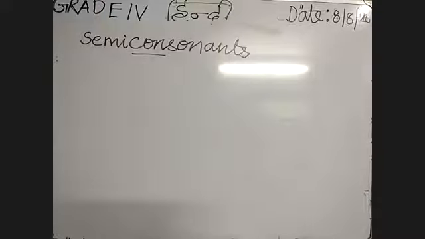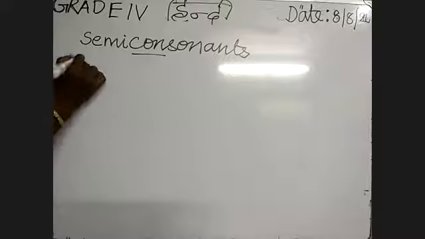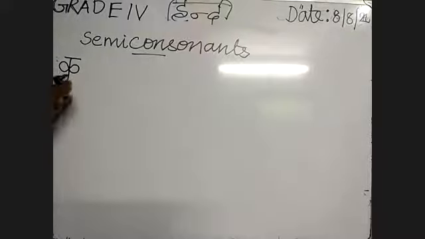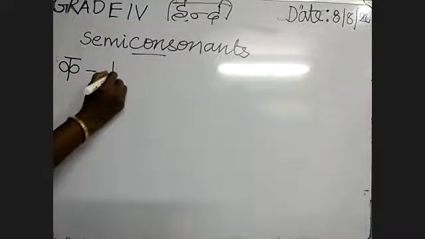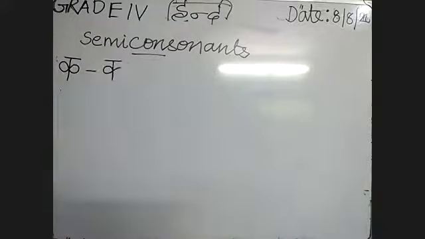All of you know very well the semi-consonants. Consonants given, you should write the semi-consonant letter. See here. Ka given, you should write ik. Say ka, ik. I think you already studied this one. Let us revise. Ka, ik.